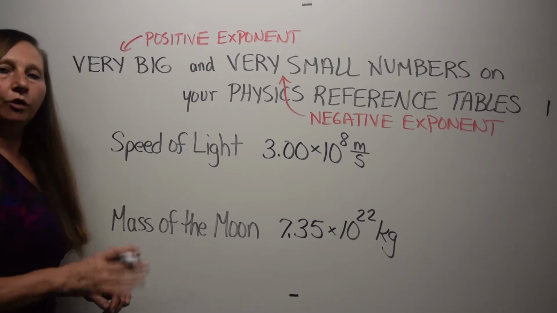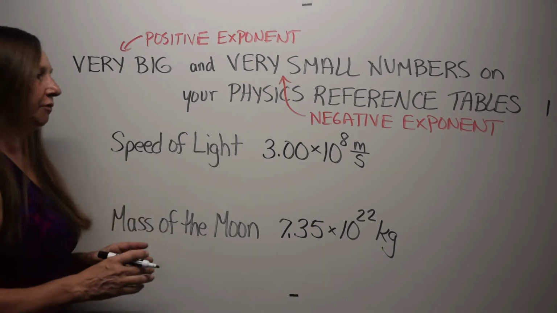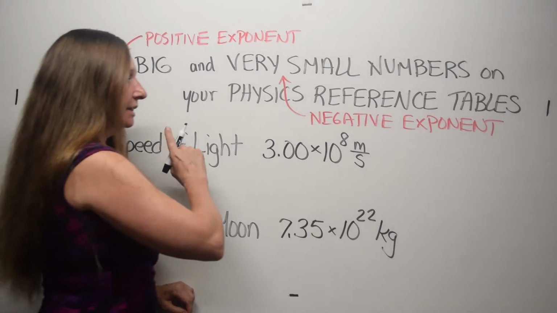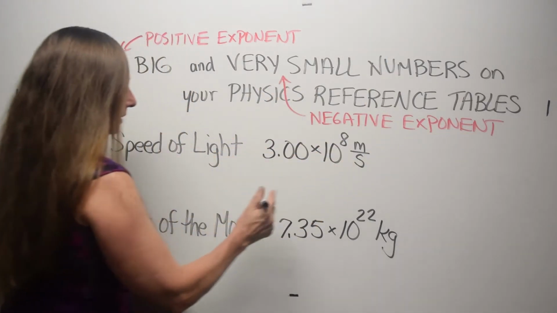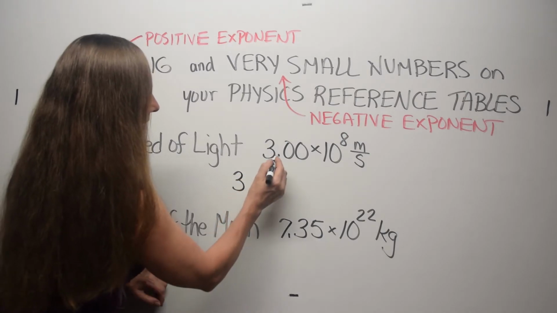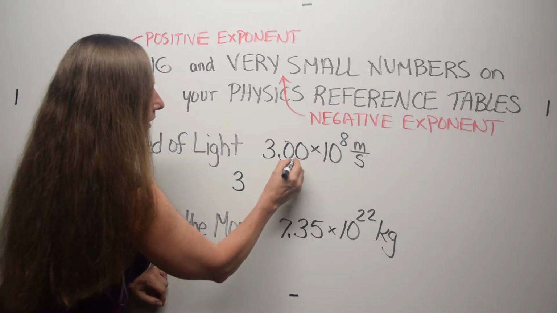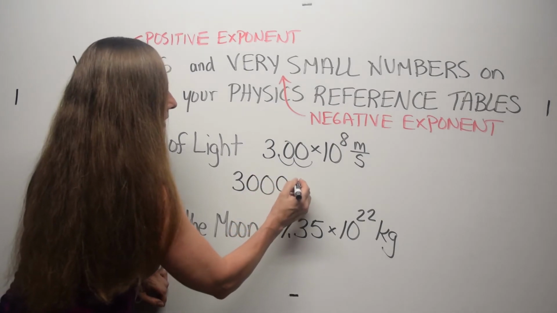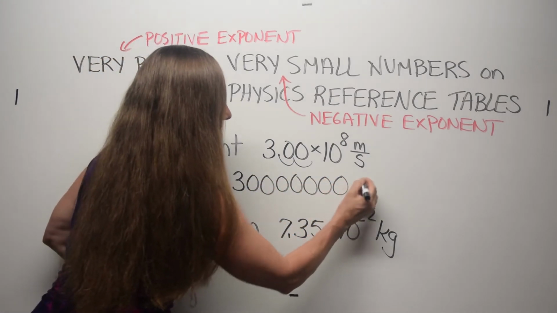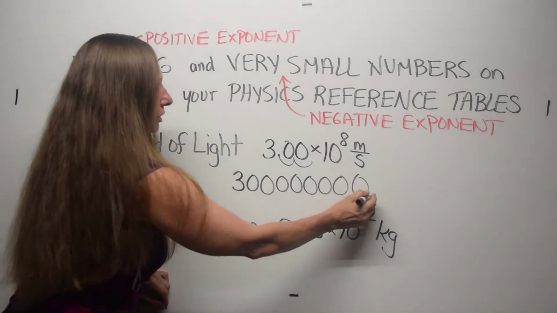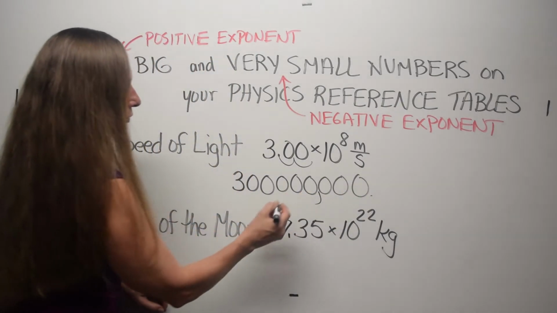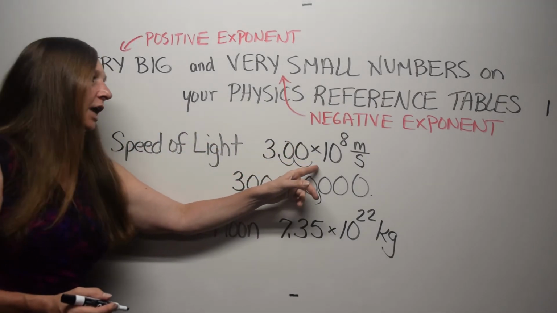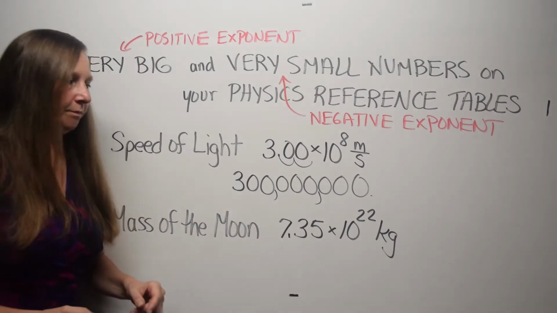All right, so converting these to decimal form, we know that a positive exponent should be a big number, so the decimal point should be going that way. So it's going to be 3 and 8 jumps. 1, 2, then 3, 4, 5, 6, 7, 8 jumps, which puts the decimal over there. So this would be the speed of light converted from scientific notation to decimal form.